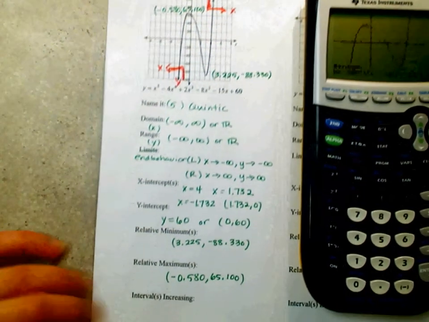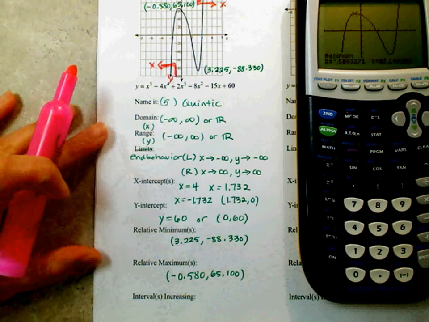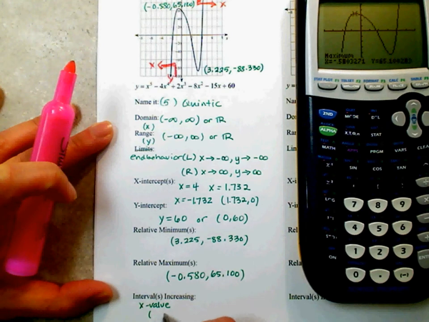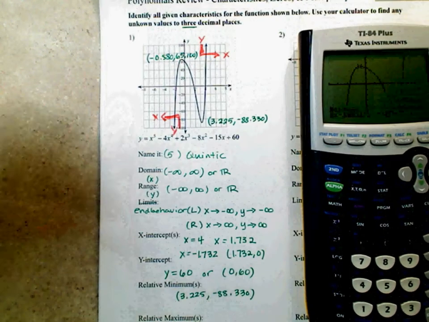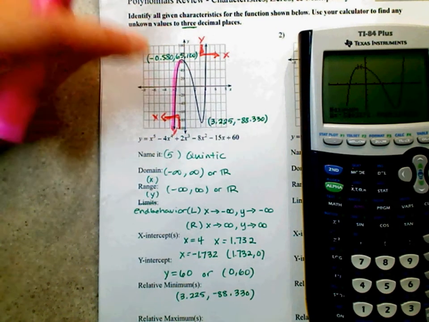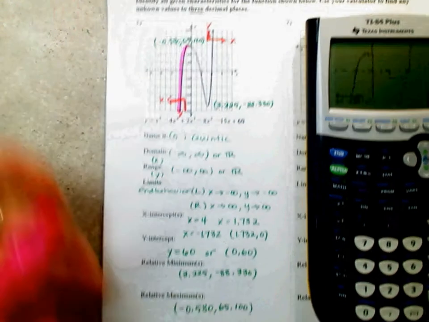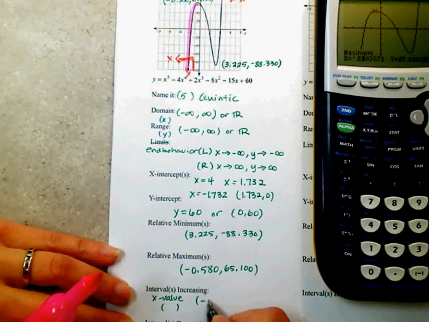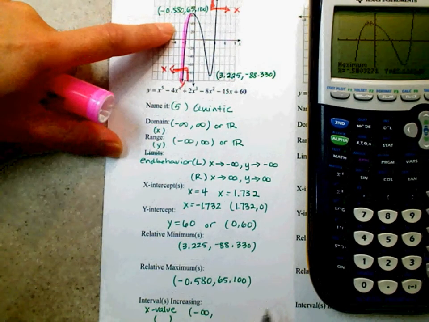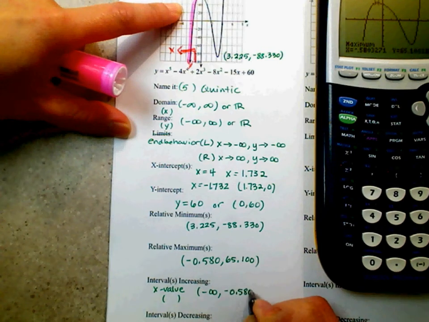Interval increasing. So you're looking at a section of the graph and you're trying to see where you are increasing. Well, let's take a look. Always use your x value, okay? And it is always in parentheses. Look at increasing. I'm going to start here and I'm going to go up and it's going to stop right there. So there's one of my increasing. That increasing starts where? X value. It starts at negative infinity, comma. Where does it stop? Look at your x value right there. It stops at negative 0.580. Okay? So there's one of your increases.